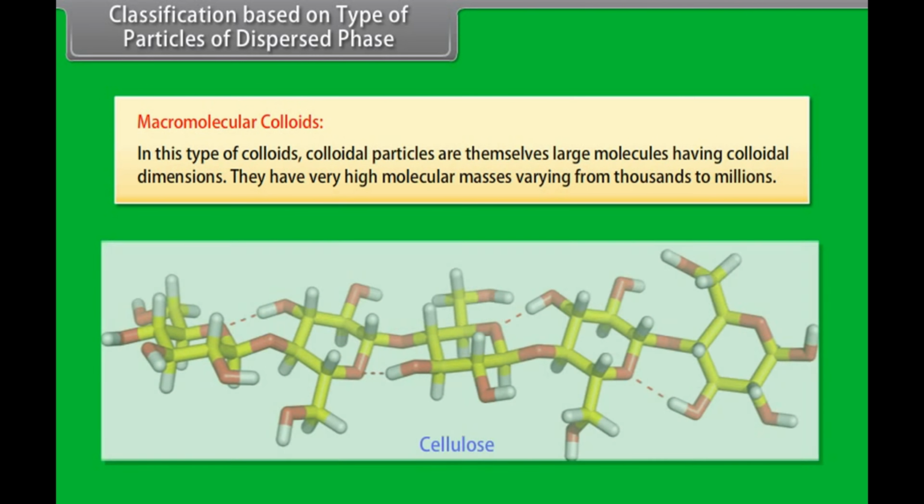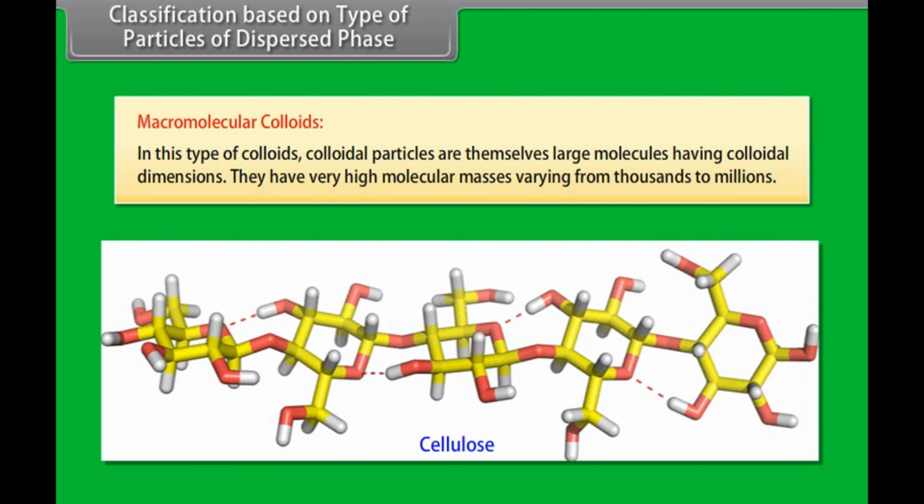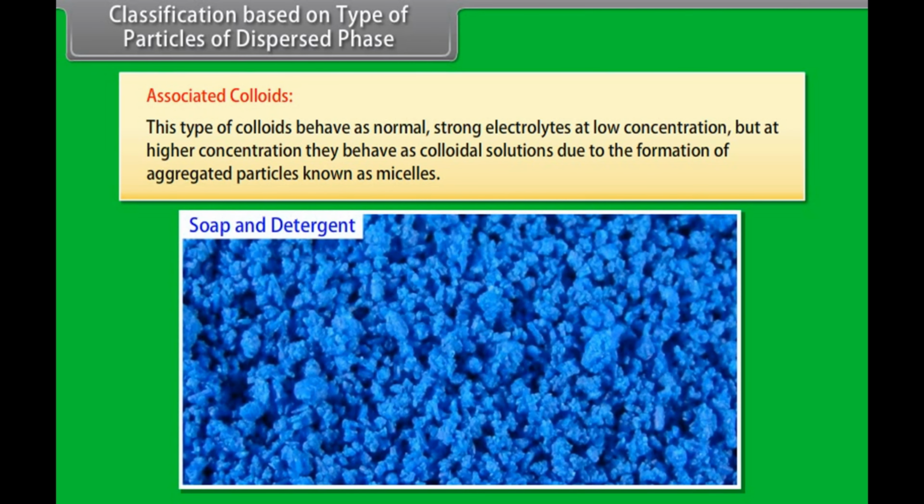Macromolecular colloids: in this type of colloids, colloidal particles are themselves large molecules having colloidal dimensions. They have very high molecular masses, varying from thousands to millions. For example, proteins, cellulose, nylon, and plastic. Associated colloids: this type of colloids behave as normal, strong electrolytes at low concentration, but at higher concentration, they behave as colloidal solutions due to the formation of aggregated particles known as micelles. For example, soaps and detergents.